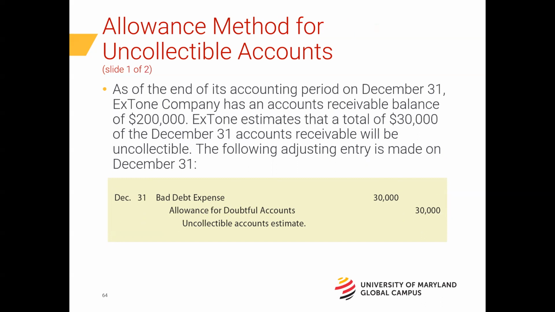Now for the not so easy method. This is the allowance method. Under the allowance method, this is where we estimate that a certain percentage of our customers will not pay us. So in this example, we've estimated that we have an accounts receivable balance of $200,000 at the end of the year. We estimate that, hey, you know what? Out of that 200,000, 30,000, we're just not going to be able to collect it. So we debit bad debt expense, 30,000, and credit allowance for doubtful accounts. This is an uncollectible accounts estimate.